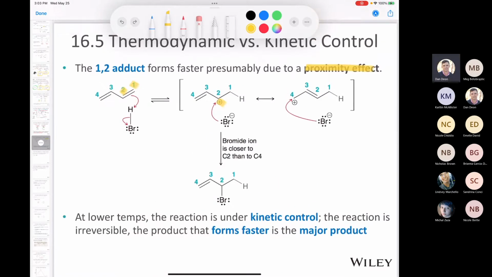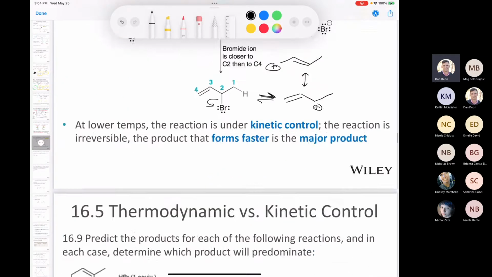However, just reviewing, when you're at a higher temperature, then the bromide can leave. So you're at a high enough temperature, there's going to be an equilibrium where this leaves. Okay, so I should draw my equilibrium arrows properly, but you end up making this carbocation again, which can rearrange or produce this resonance structure, which can undergo nucleophilic attack to produce the 1,4 product. So thermodynamic versus kinetic control.